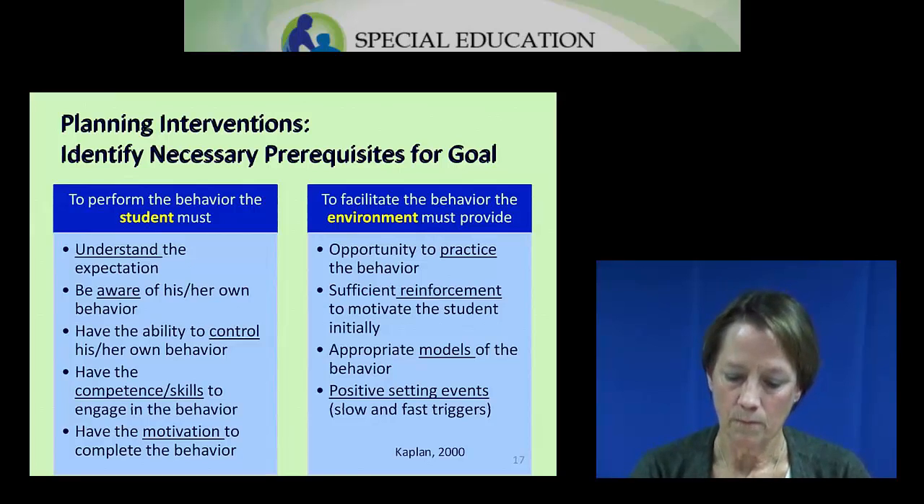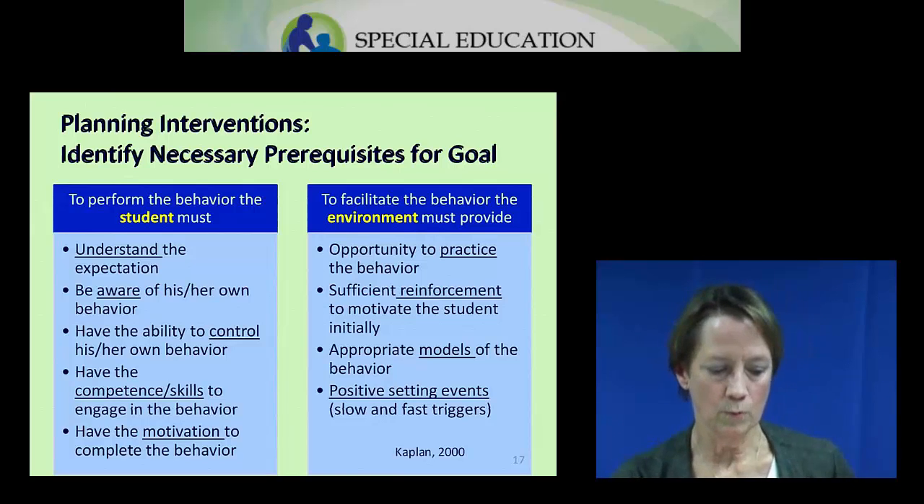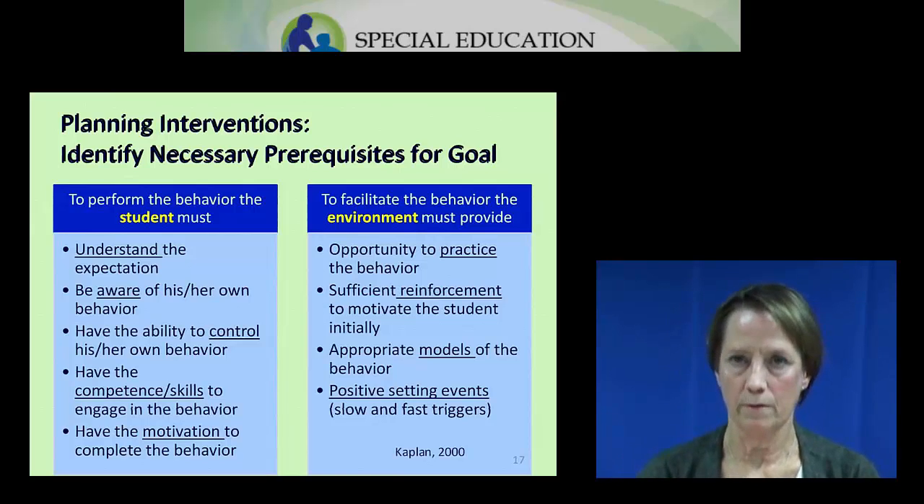and the motivation. In the environment, the factors that we need to pay attention to are, will there be opportunity for the student to practice the behavior? Is there enough reinforcement so that we can actually motivate the student? Will there be models of the behavior? And will there be positive setting events, slow and fast triggers that influence the likelihood that this behavior, the goal behavior, actually will be performed?